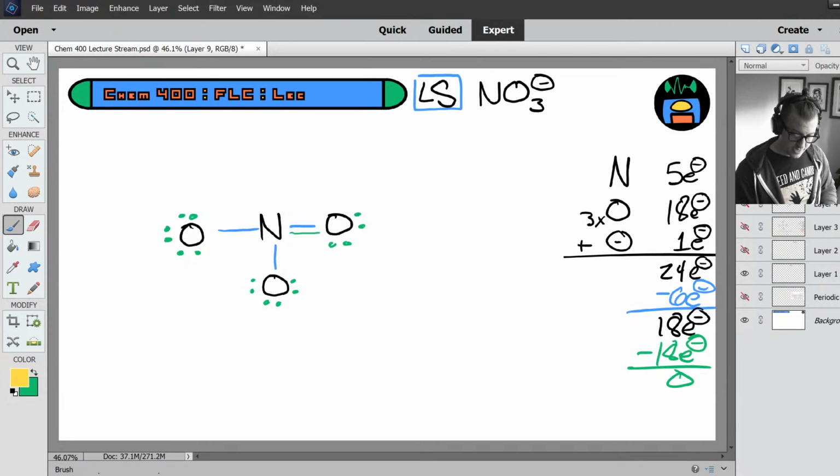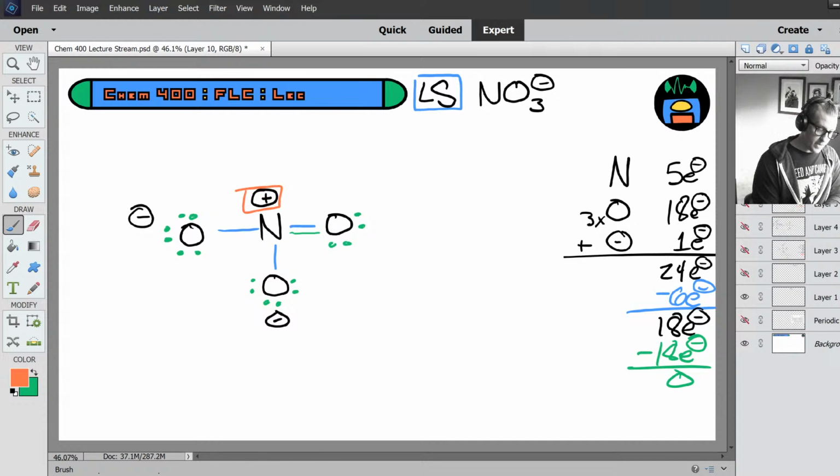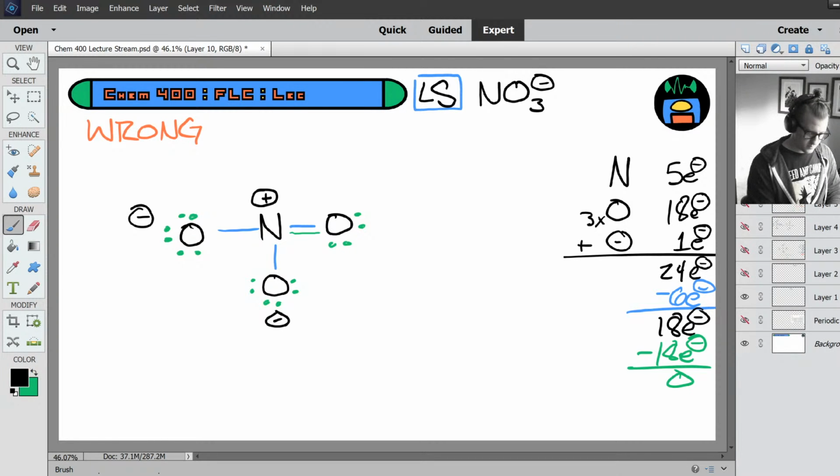Now, here's where often students make mistakes. I'm just going to draw in my charges. Given what we've talked about with minimizing formal charge, students will be like, wait a minute, there is a positive charge. Well, okay, first off, I just want to make this explicitly clear that what I'm about to do is wrong. Do not do the thing I'm about to do, and we'll talk about why it's wrong.